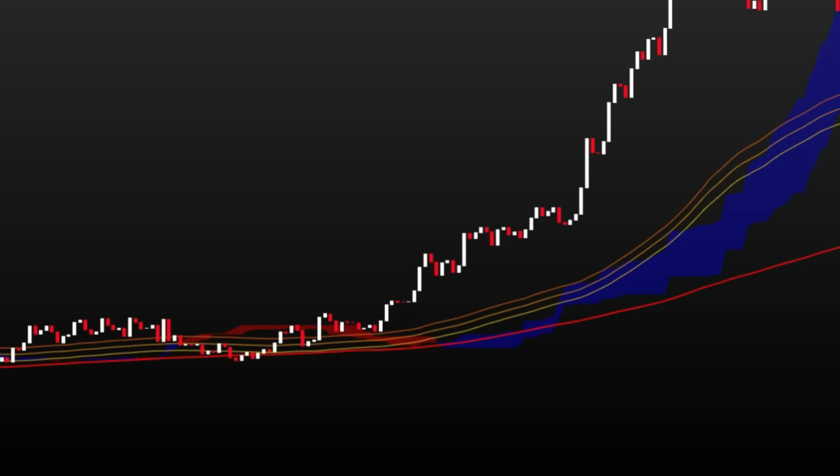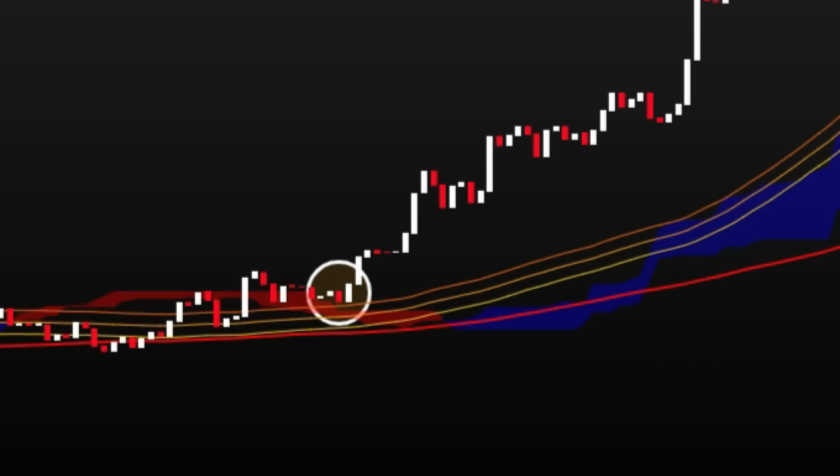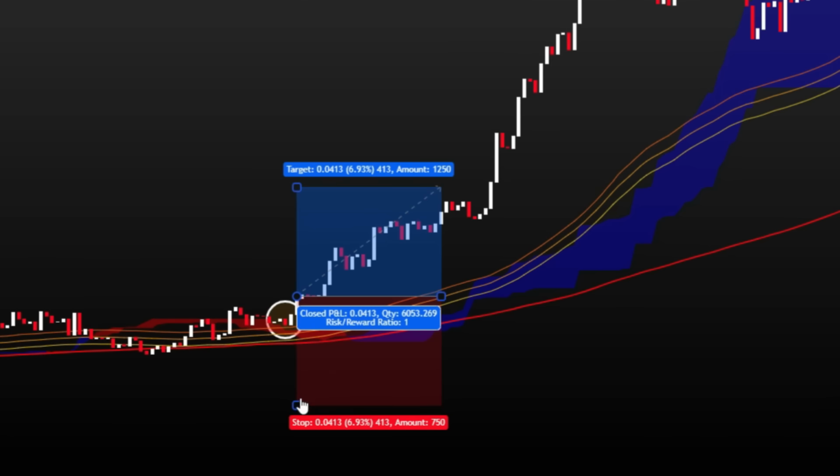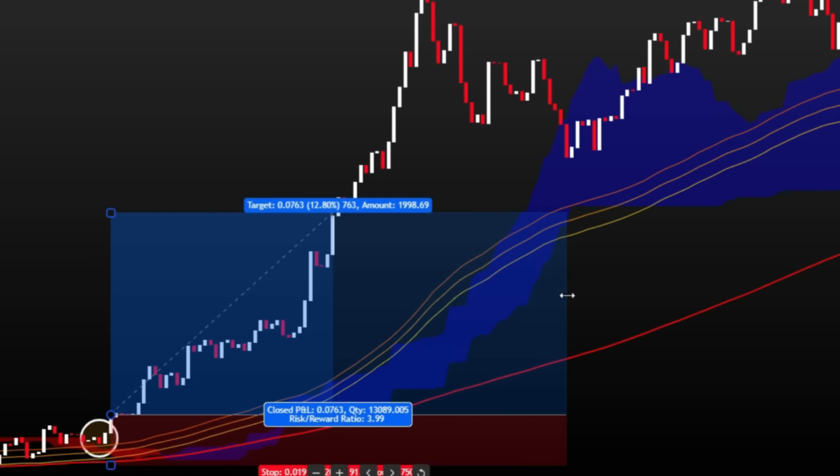Here's one more long example. On this chart, you can clearly see the breakout from the Cloud and the EMAs. The SMA 200 is below the candles and the future Cloud is blue. This is a long position you can take with full confidence.